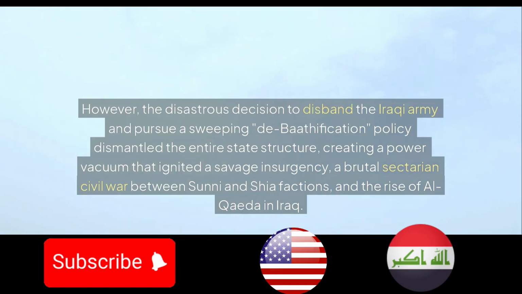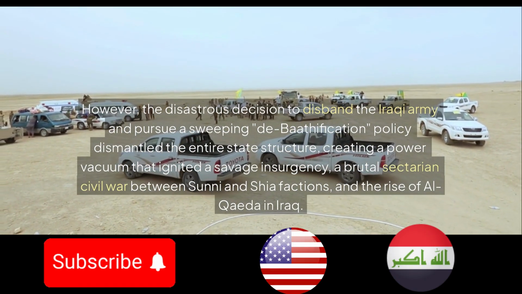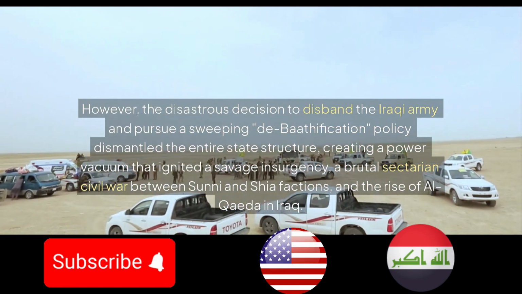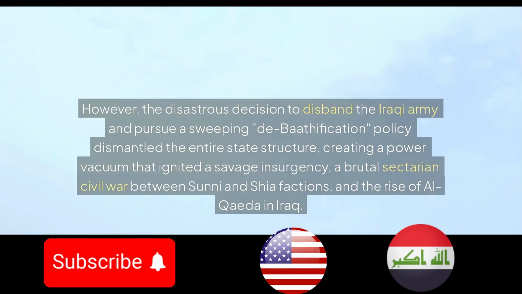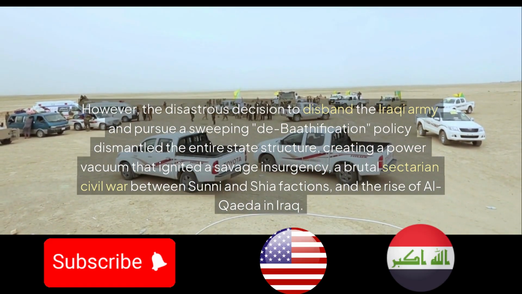However, the disastrous decision to disband the Iraqi army and pursue a sweeping de-Baathification policy dismantled the entire state structure, creating a power vacuum that ignited a savage insurgency, a brutal sectarian civil war between Sunni and Shia factions, and the rise of al-Qaeda in Iraq.